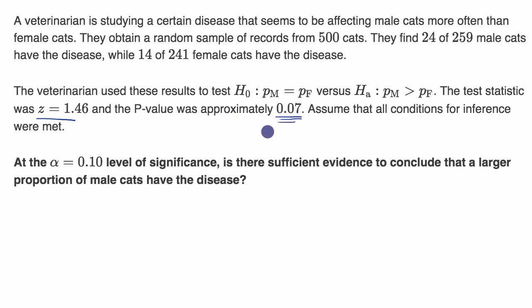That's useful. They've done a lot of work for us. Assume that all conditions for inference were met. At the alpha equals 0.10 level of significance, is there sufficient evidence to conclude that a larger proportion of male cats have the disease? So pause this video and see if you can answer that.